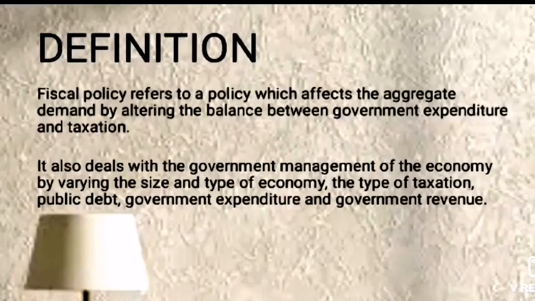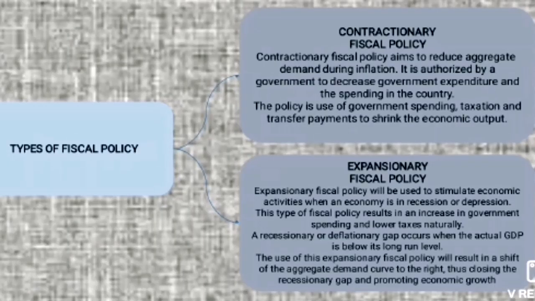Fiscal policy. Fiscal policy refers to a policy which affects the aggregate demand by altering the balance between government expenditure and taxation. It also deals with the government management of the economy by varying the size and type of taxation, public debt, government expenditure, and government revenue. There are two types of fiscal policy.